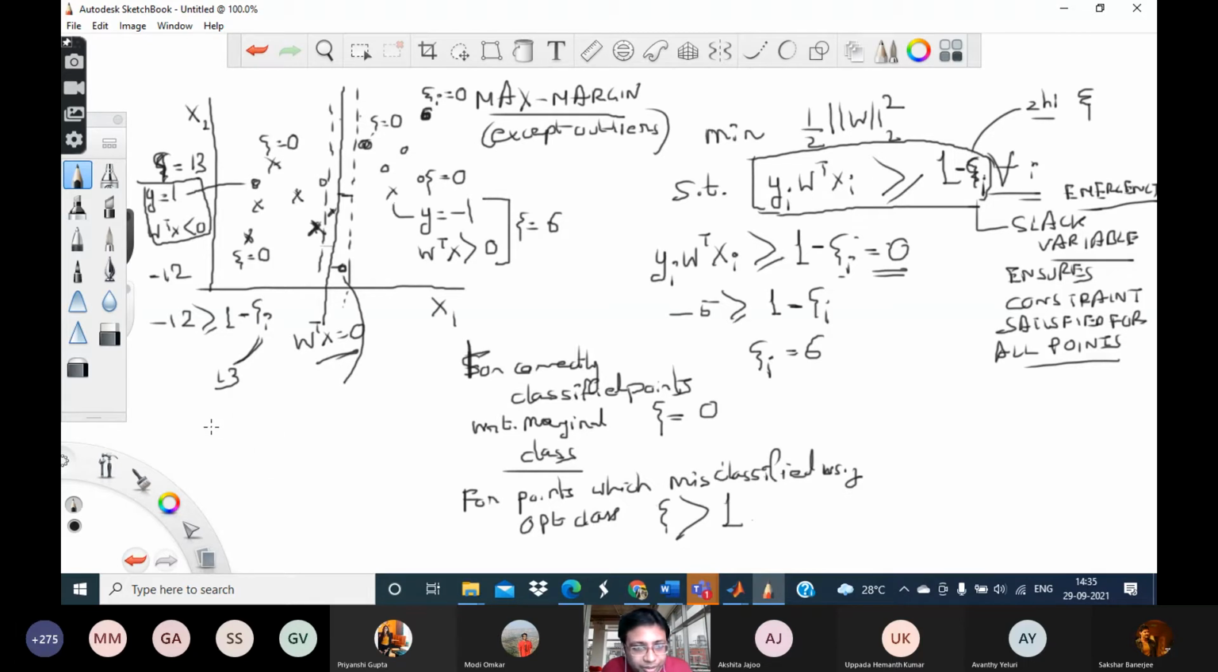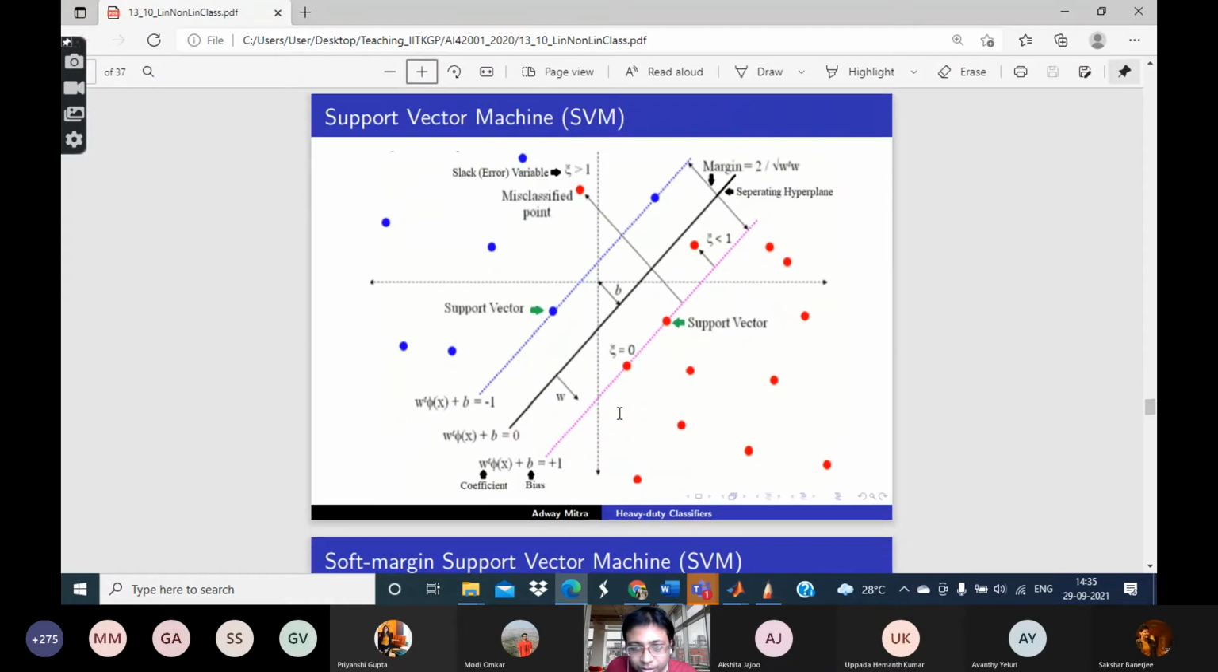For such points, yi W transpose X is greater than or equal to 0. Why? Because they are correctly classified with respect to the optimal classifier, but it is not greater than 1, because it is misclassified with respect to the marginal classifier. So these are the points lying between the optimal classifier and the marginal classifier. Let's go back to this diagram here.